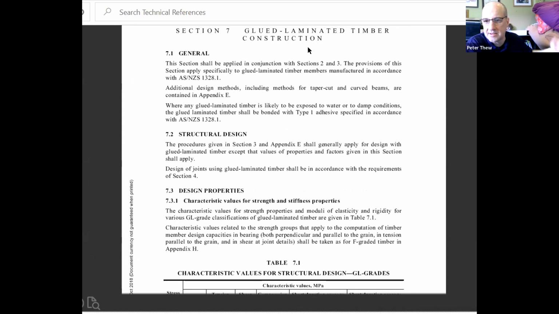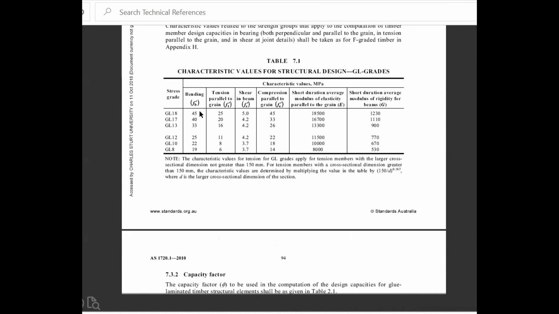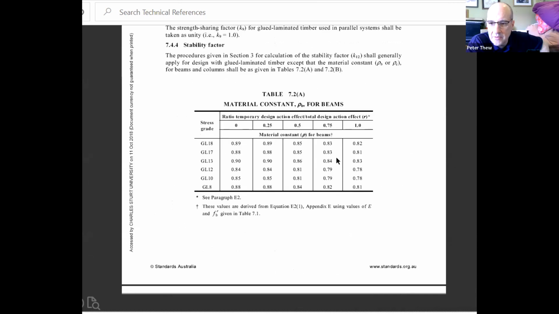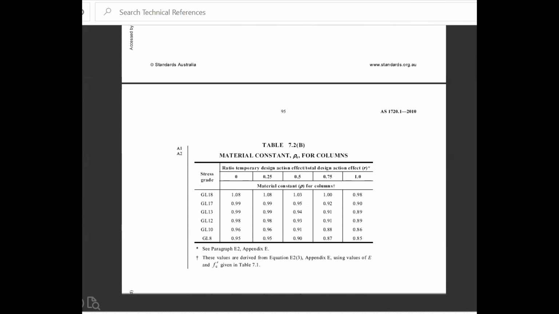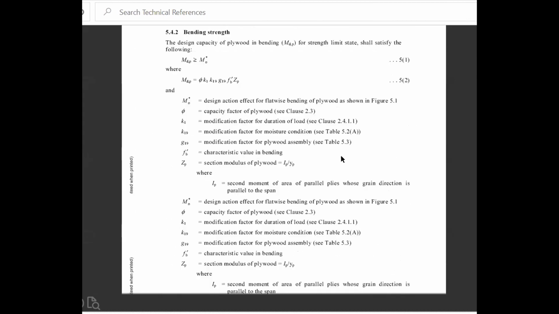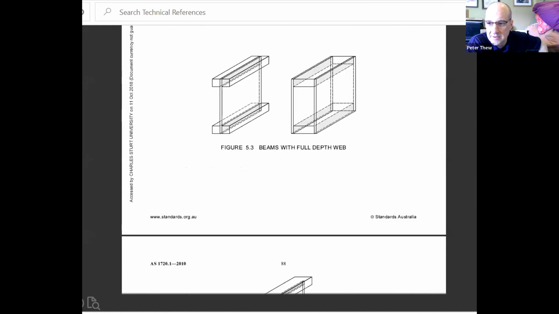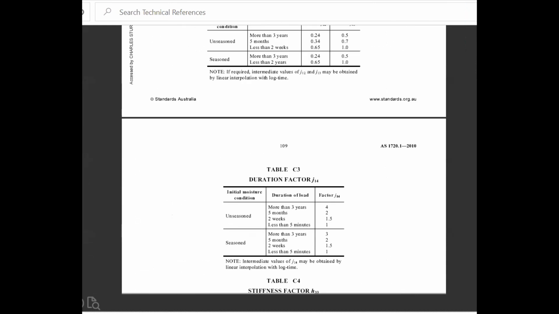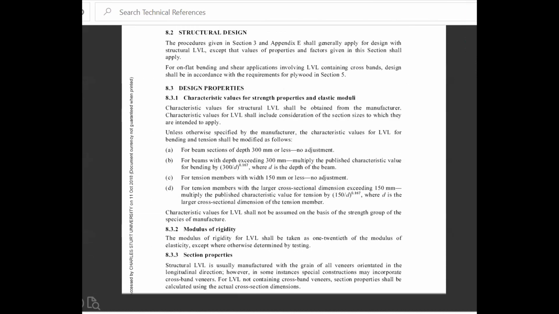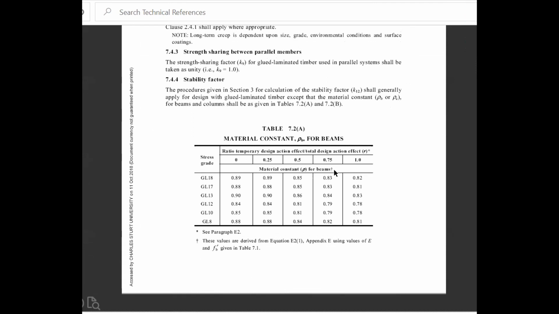Section 7 is glue laminated construction. And if we look down here, there are your properties. There's the rho B for beams. This is the same factor. So depending on your grade of glulam and your ratio of temporary design effects, it's a bit more complicated, but there it is there. So which one do we use, the R1 value or the R0 value for that table? In glulam? Yeah. Good question. Where were we? We were in chapter 7, that's right. So they've got those R values across the top, but we haven't looked into those yet, so we just don't know which one to use.